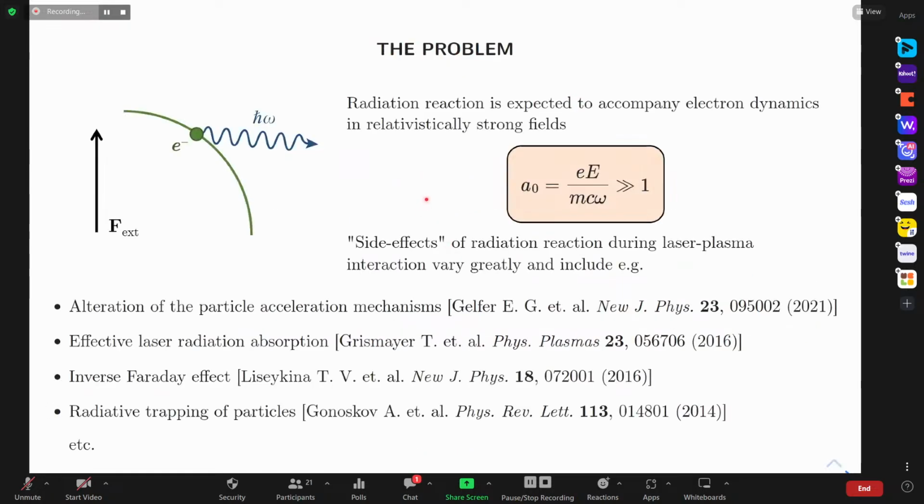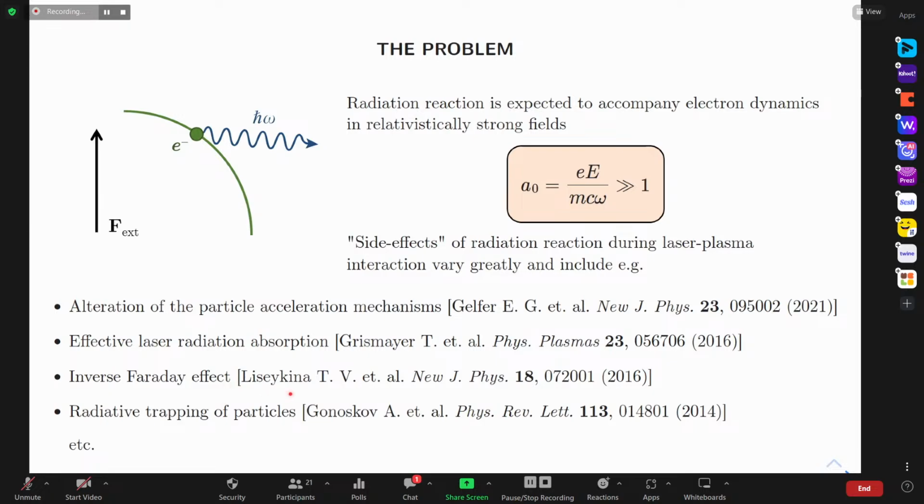Now, it's been known for more than a century that an electron experiences a recoil force from its own radiation when moving in external fields. This effect is usually considered negligibly small for relatively weak fields, but for stronger fields, which are characterized by dimensionless field amplitude a0 exceeding unity, radiation reaction can drastically change electron dynamics. There are various effects caused by radiation reaction in strong fields during, for example, laser-plasma interaction. They include alteration of particle acceleration mechanisms, effective absorption of laser radiation, inverse Faraday effect, radiative trapping of particles, and many others.